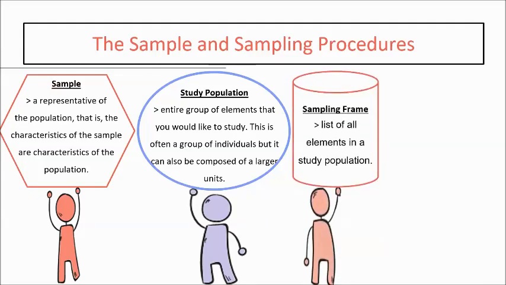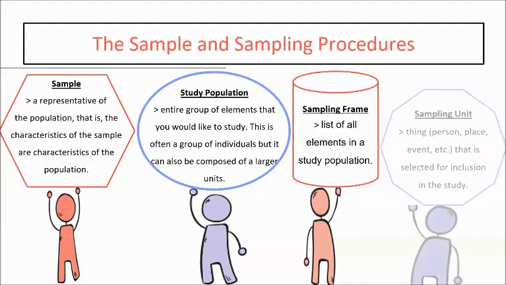Next is a sampling frame. When we say sampling frame, it is the list of all elements in a study population. Remember in our topic earlier, the first element is senior high school students. Second element, ACLC Caloocan only. Third element, 100 representatives or samples. Fourth element, ABM students only. So that is a sampling frame.